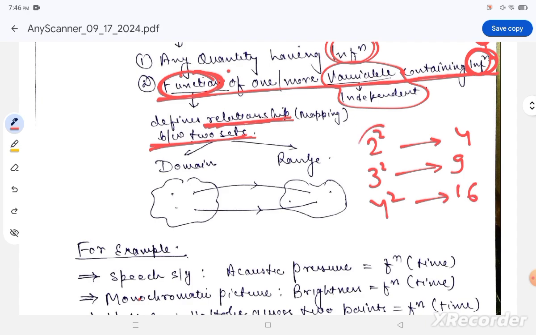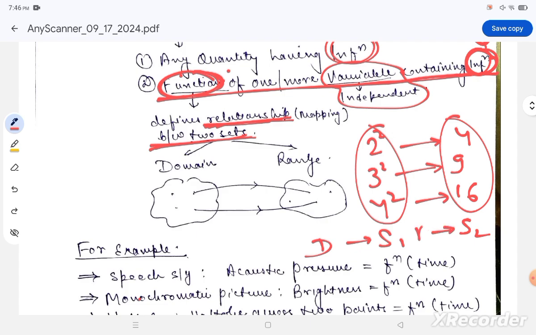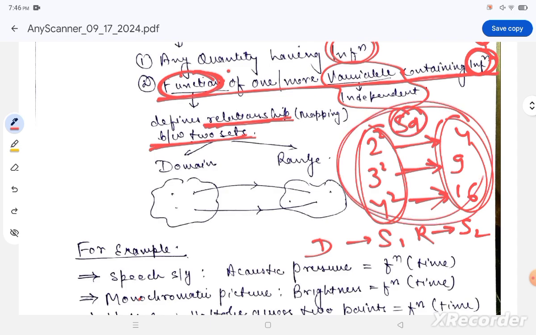So this becomes set 1 and this becomes set 2. Set 1 is called the domain and set 2 is called the range. Now what is the relationship between set 1 and set 2? It is the square relationship. So this is the function. Square is called the function. We will call this the square function.